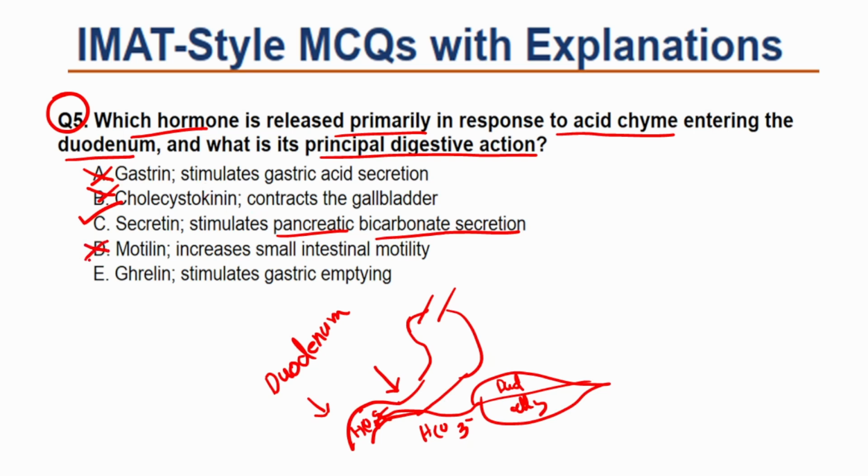Option D is incorrect because motilin is secreted during fasting states to drive migrating motor complexes, not in response to acute acidic chyme. Option E is incorrect because ghrelin is an orexigenic hormone released by the stomach during emptiness to signal hunger to the hypothalamus, and it doesn't coordinate duodenal neutralization.